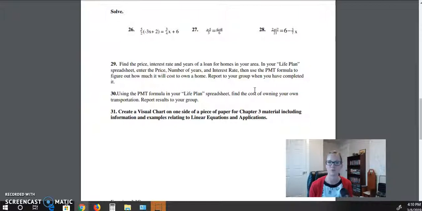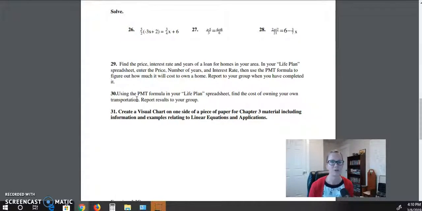Find this information about a home that you might be interested in, find interest rate and number of years for a loan, and then you'll be using that information in Excel and using the payment formula that's built into Excel in order to compute a monthly payment for that. It says figure out the cost to own a home, and really it's just using what is that monthly cost and what is that monthly payment.